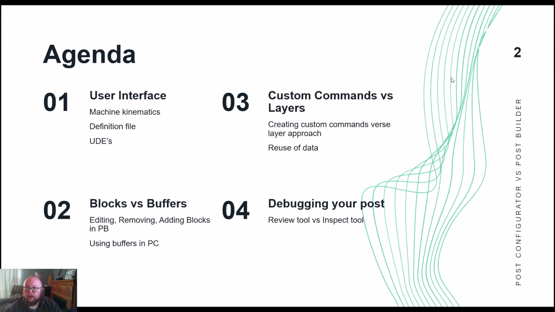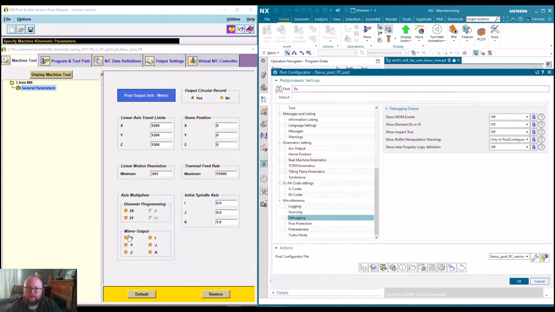Okay, so we're not going to spend a whole lot of time looking at slides here. We're just going to dive right into the two different software packages. On the left-hand side of my screen, we have Post Builder, that many of you may be aware of. And on the right-hand side, we have Post Configurator. So the first difference we see is Post Builder is a completely separate application that you launch outside of NX, and Post Configurator is run from within NX. Just two little different approaches there.